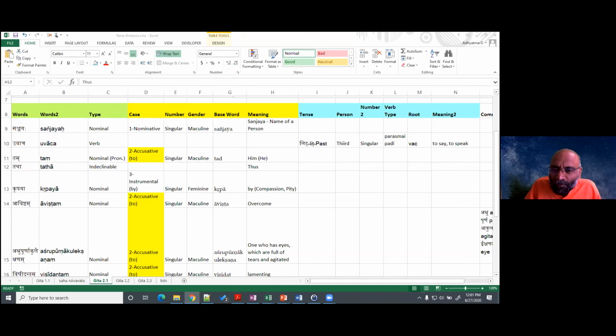The spreadsheet format for verse analysis is really nice and helpful. So this is what we can use with the modern tools. We can use a spreadsheet. Otherwise, if you read the commentaries, it was all given in the text alone.